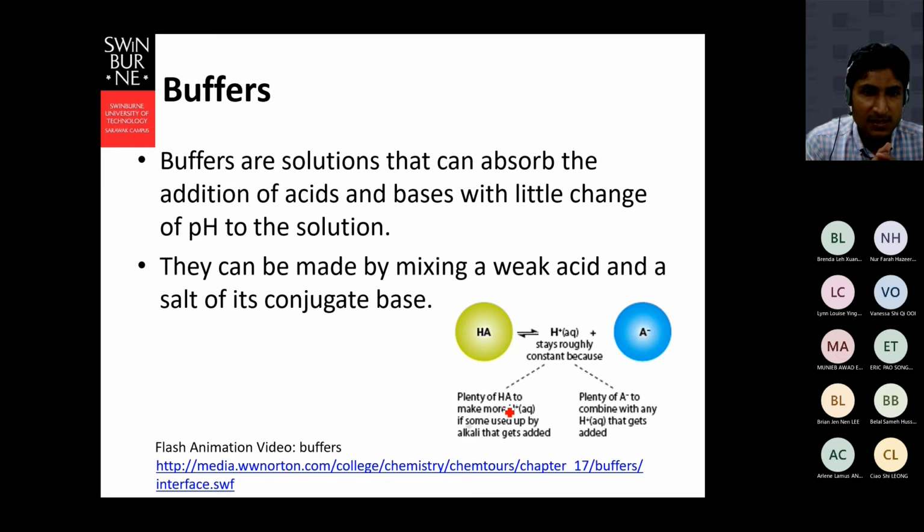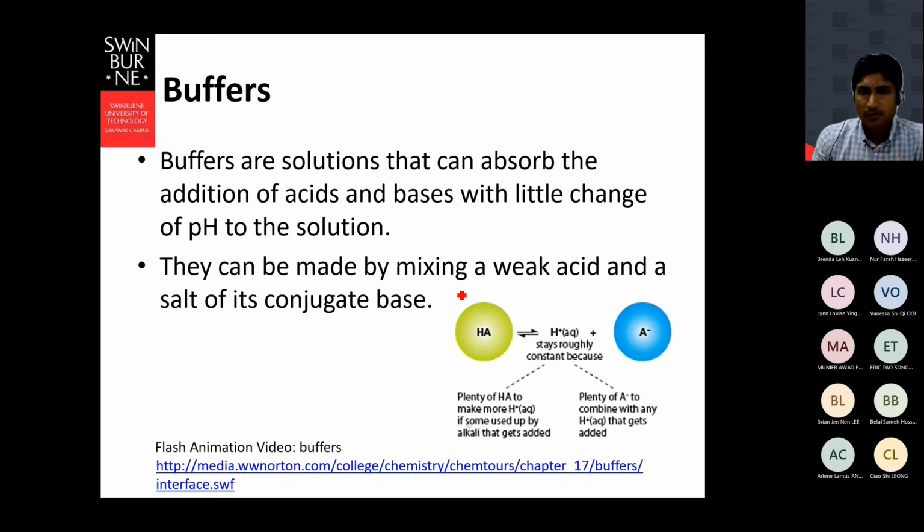So what is the buffer solution? If we add or change a little bit of an additional thing to that, whether it can be acid, base, salt, or anything, it will not change the pH of the solution. Like if we started with a pH of 7 or 8, it is still around 7. So how do we make it?